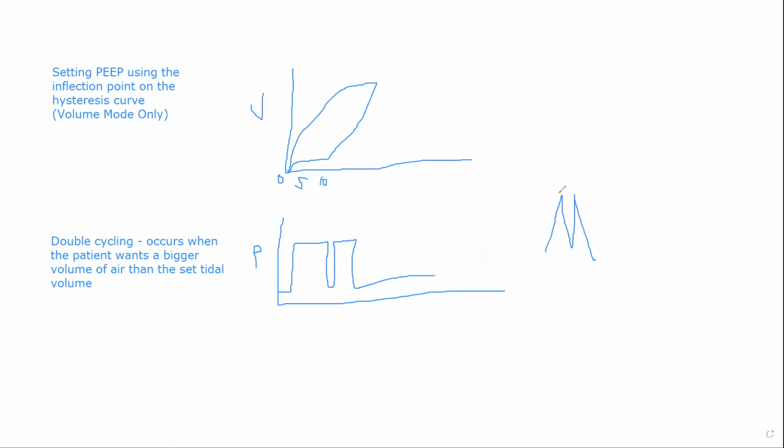So pressure builds up as the breath goes into the lungs. It's not enough. The patient wants more. They breathe in and initiate a second breath. So that's called double cycling. To fix this in a pressure control breath, you can just set the I time to be longer.